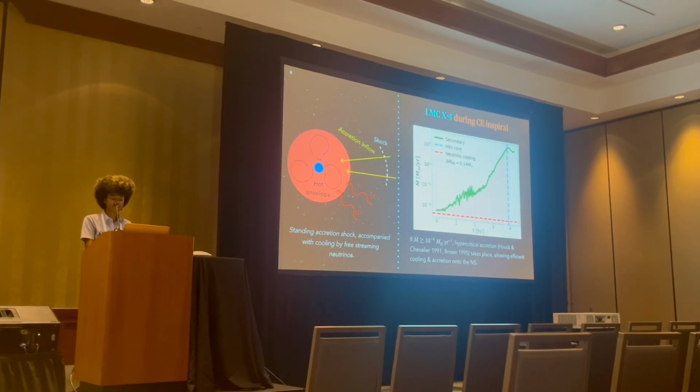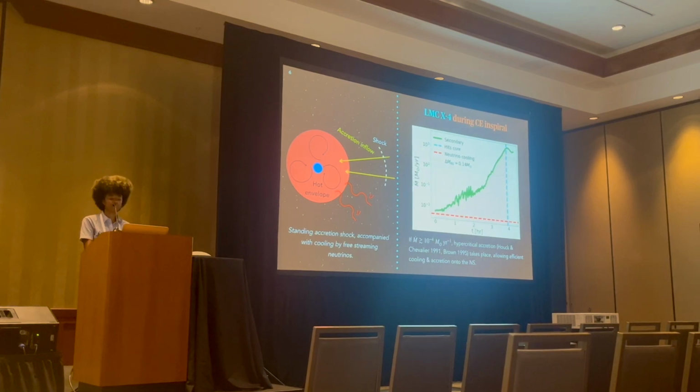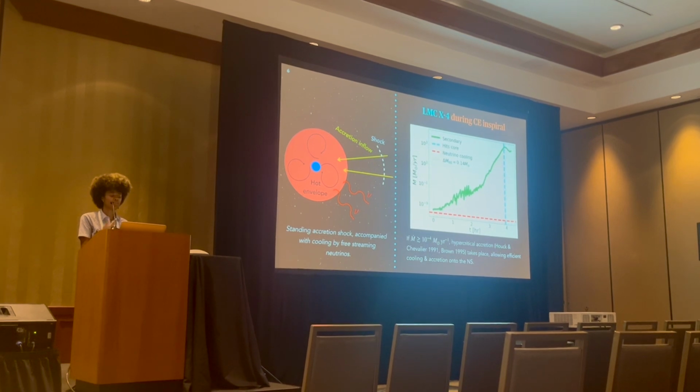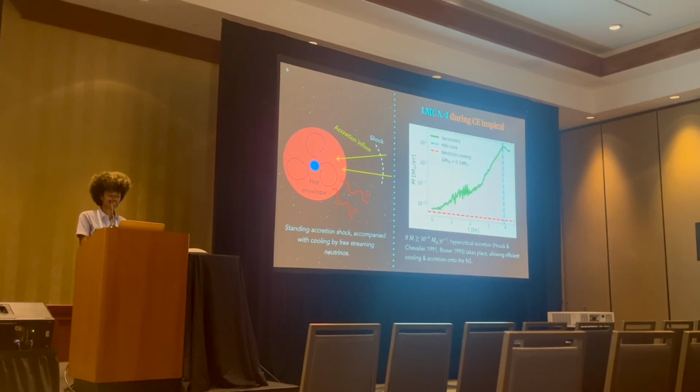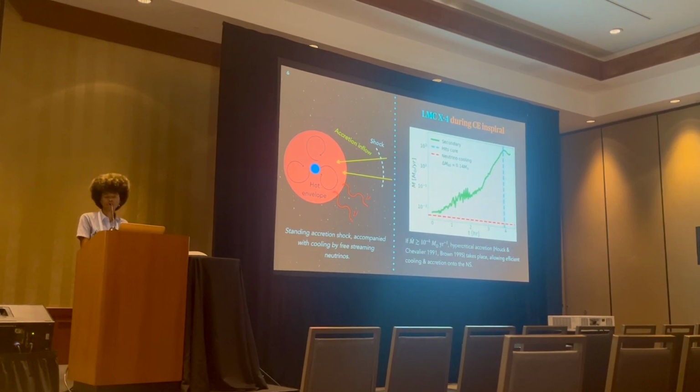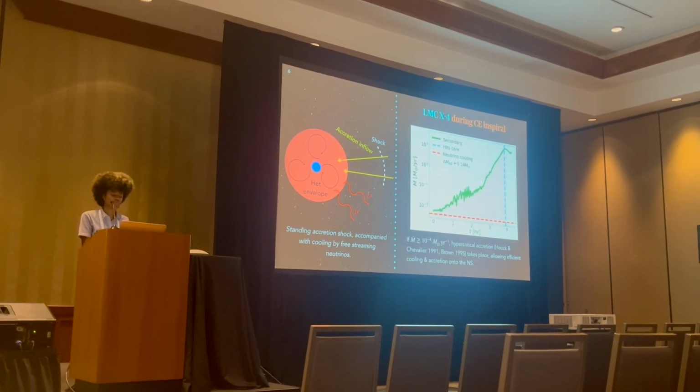And as you can see, accretion happens above this critical rate, and the neutron star consequently accretes a total of 0.14 solar masses by the time it reaches the core. But this is a small amount and won't drastically affect the structure of the neutron star.